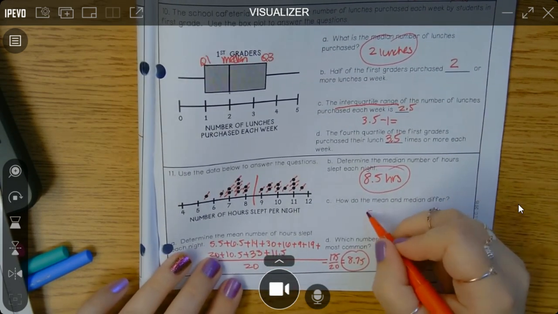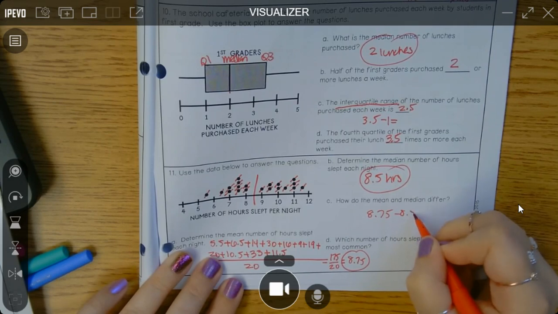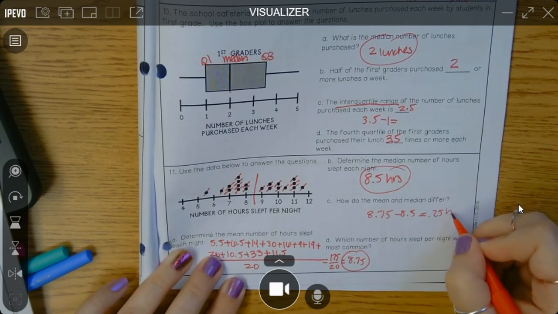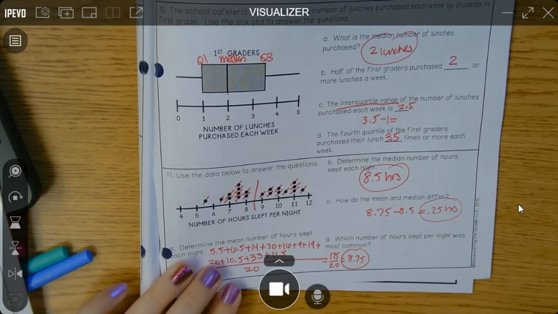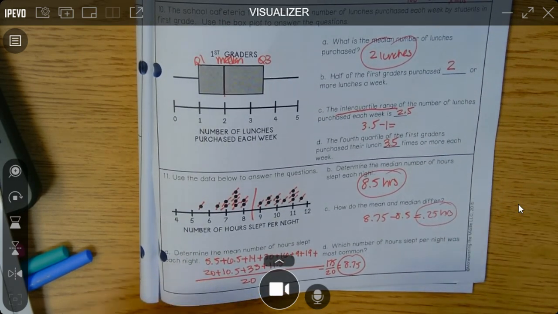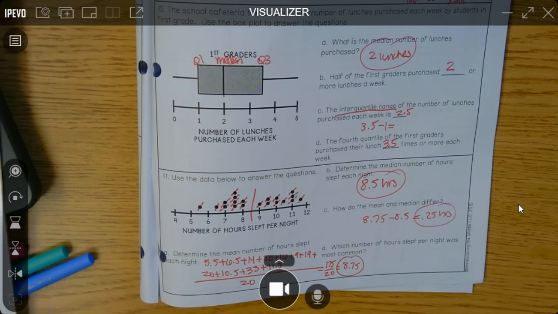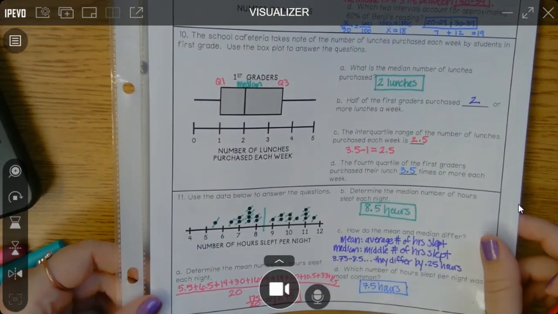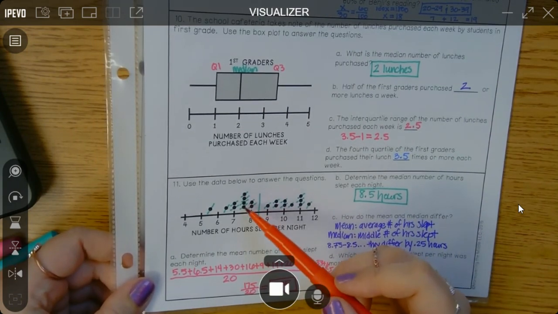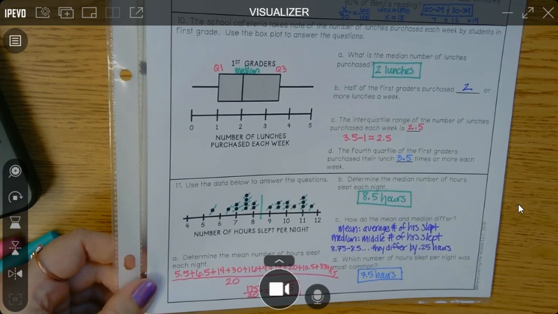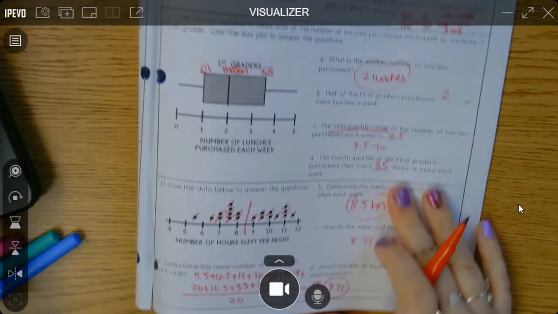So how much do these differ by? Not that much. When you subtract your mean and your median, you get only 0.25 hours, because your data is almost symmetrical, so there's not like any big outliers. Which number of hours slept per night was the most common? We'll just look at the peak, and your peak falls right here at 7.5. That's your mode.